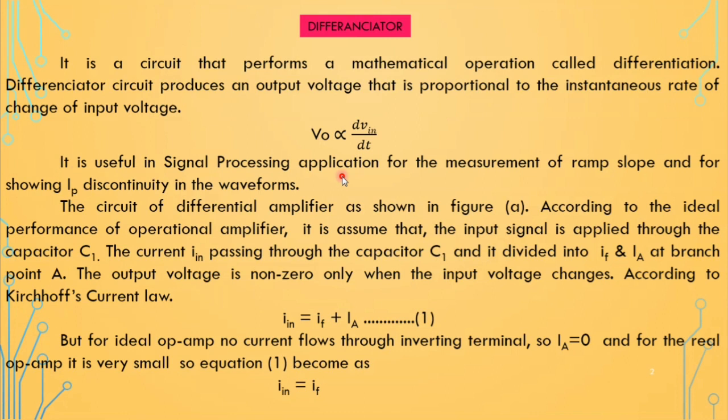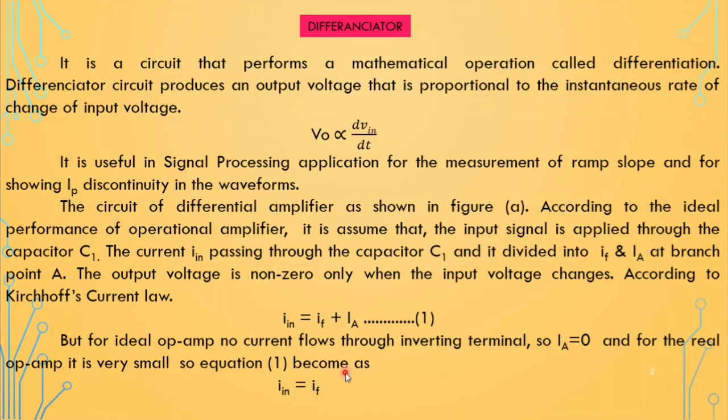This differentiator using an operational amplifier is used for signal processing applications, for measurement of ramp slope, and for showing the discontinuity in the waveforms.